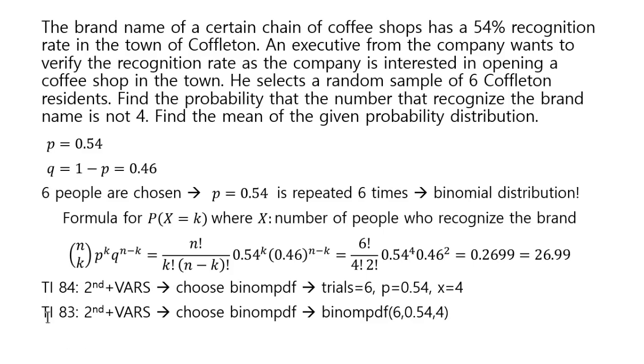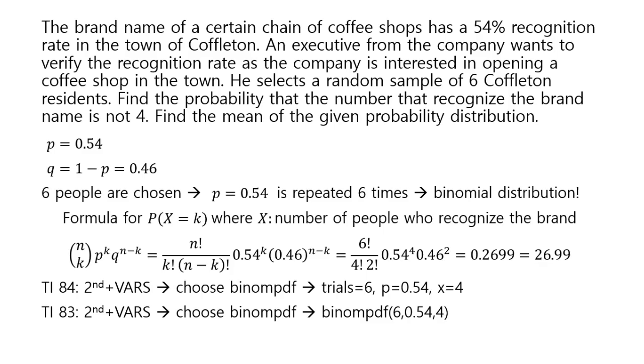On the other hand, if you have a TI-83, it's pretty much the same thing, but you have to remember which values to put in. So the order is trials, p, and x. It's n, p, x. You have to remember this. If you put it in some other order, it will give you some meaningless number. So that's the downside of having a TI-83, but you will have to remember it. So n, p, x, okay?